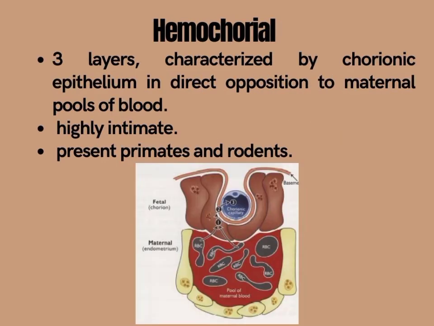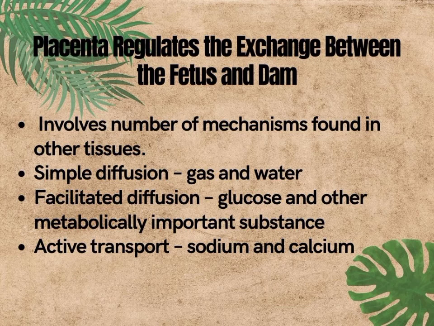The third type is the hemochorial. This type of placenta has 3 layers characterized by chorionic epithelium in direct opposition to maternal pools of blood. Thus, nutrients and gases are exchanged directly from maternal blood and must move through these 3 tissue layers only. It is highly intimate and is found in primates and rodents.